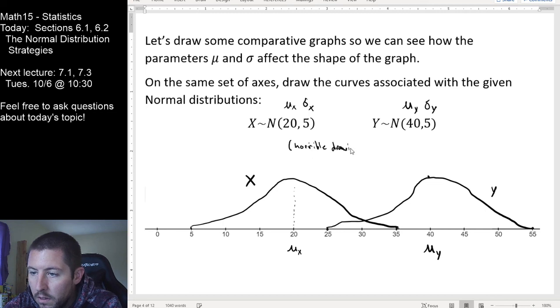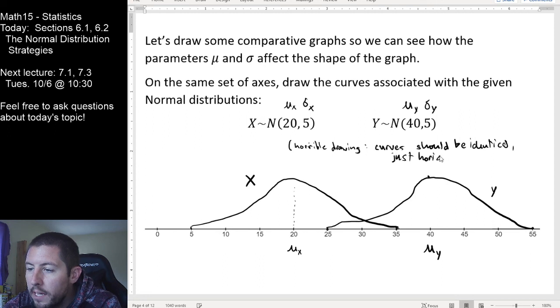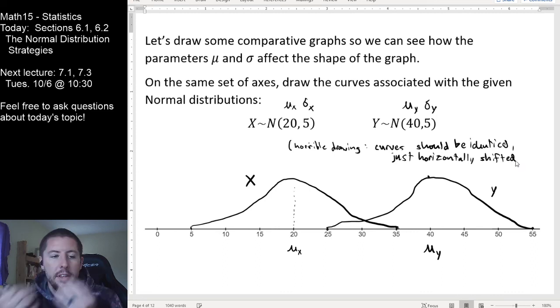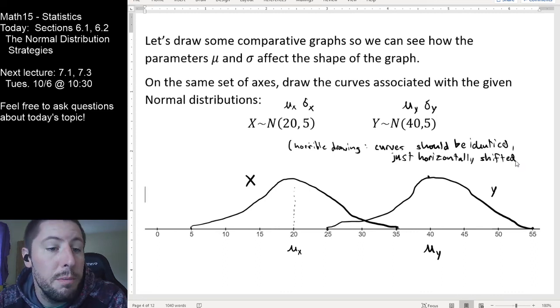Horrible drawing. Curves should be identical, just horizontally shifted. So the point I'm trying to get across here is, because the standard deviations are exactly the same, the spread of the area of our two curves should be exactly the same.